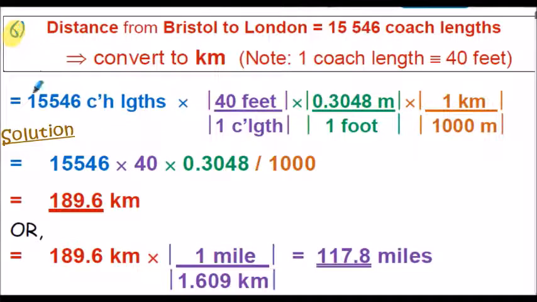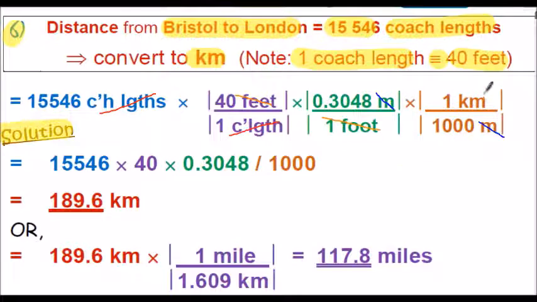Question 6 solution. We're given the distance from Bristol to London is 15,546 coach lengths. Got to convert to kilometres, and we're informed that 1 coach length is equivalent to 40 feet. So start off by converting my coach length into feet from the information given in the question. Let's convert my feet to metres using this unity bracket here, 0.3048 metres in 1 foot. And then convert the metres into kilometres. So my unit here will be the kilometre.